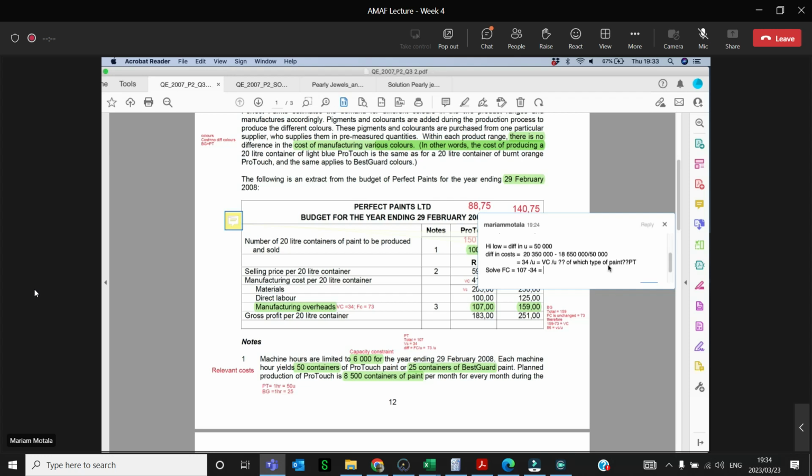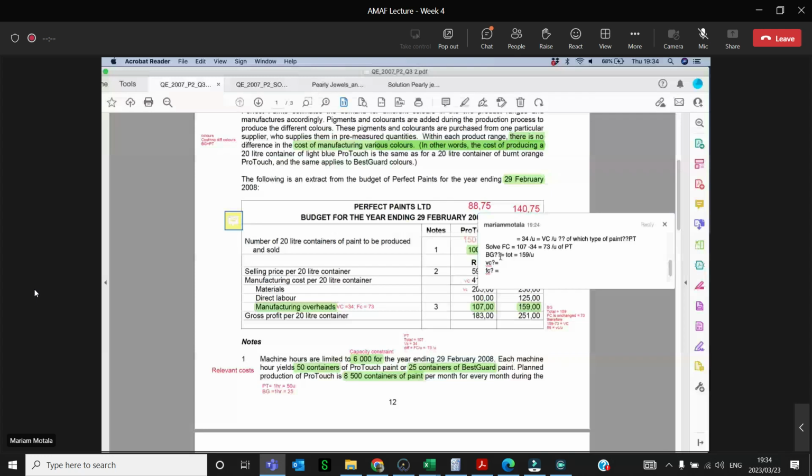Remember, the total cost of a unit of Best Guard is equal to 159 rands per unit. So Best Guard, the total cost is equal to 159. How would we come up with its variable cost? How would we come up with its fixed cost? What would you then do? Because if you looked at my computation here, you would notice that this high-low differential was only attributable to Pro Touch, and that's why that was the variable cost.